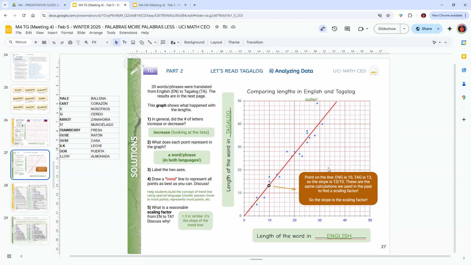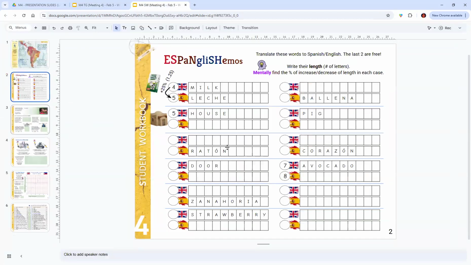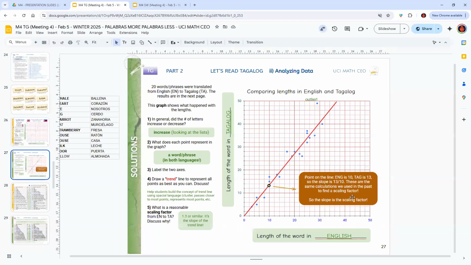So the slope would be 13 over 10. Students should connect with what they did in part 1 when they were doing Spanish and English, and connect that this is exactly how we find these scaling factors. We divide the new by the old, or the original, 5 over 4. So it's exactly the same idea. It's exactly the same concept of scaling factor, the slope.